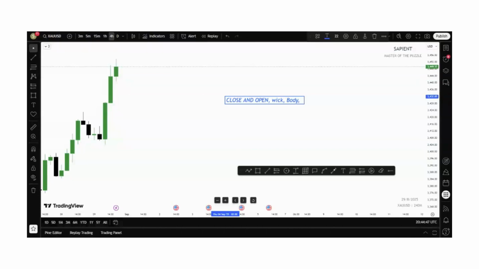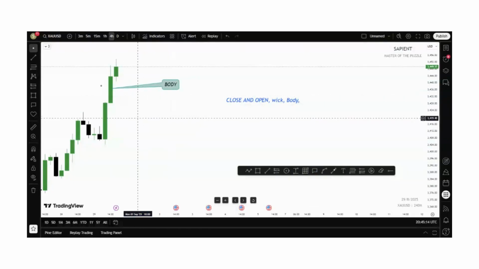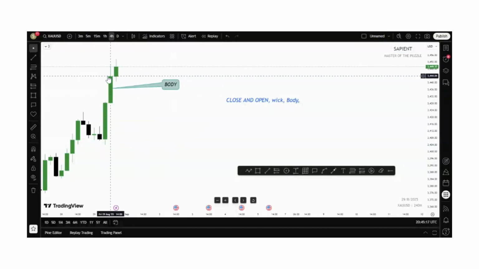Let us label it on the chart so that you can see. This full part that you can see is known as the body. It is known as the body of the candle.